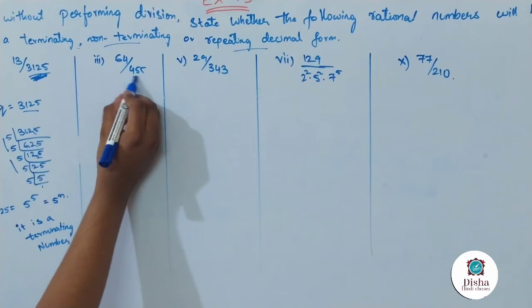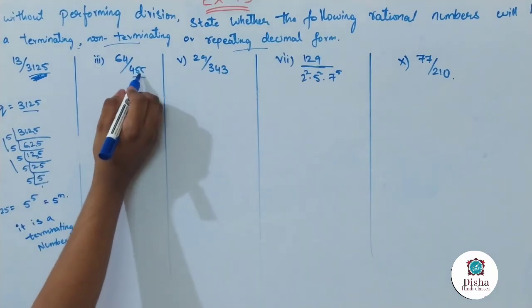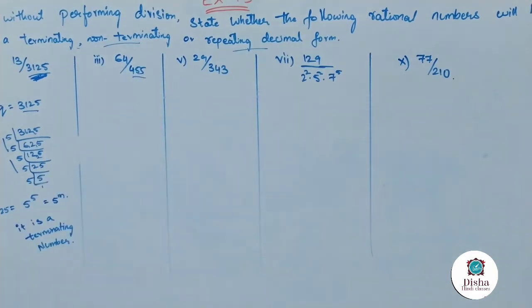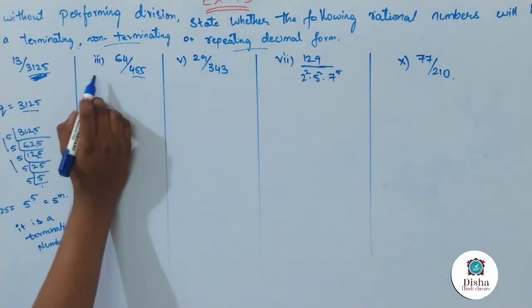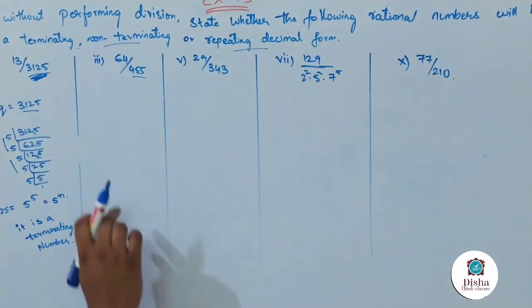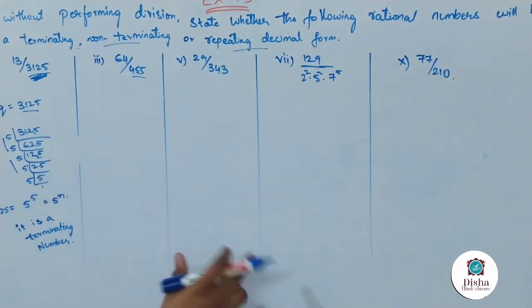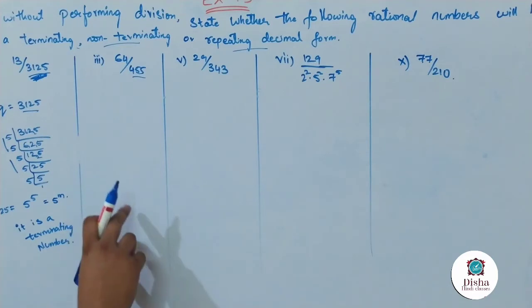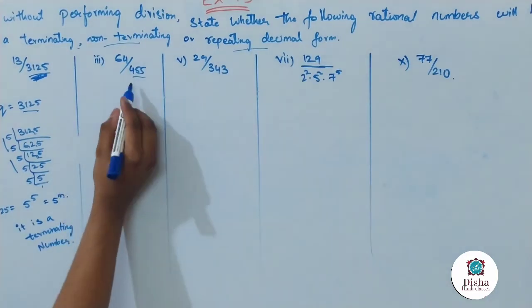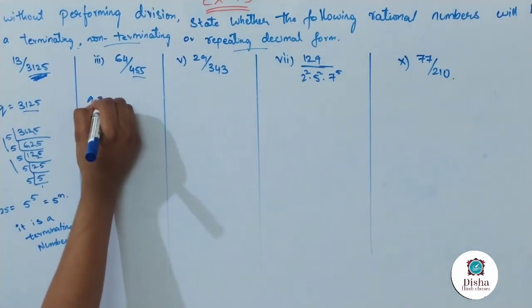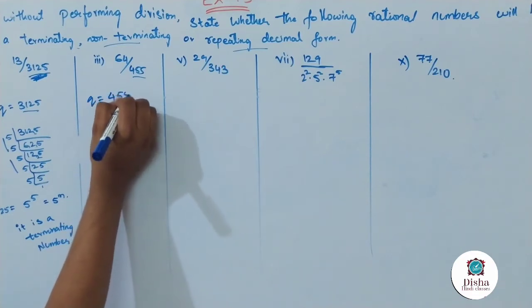Now the second one we have 455. 64 gets divided by 455. So we have nearly 10 problems in this second bit, and I have chosen only 5 to show different types of division forms. So that is q equals 455.